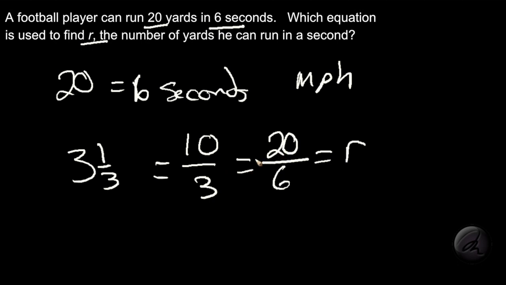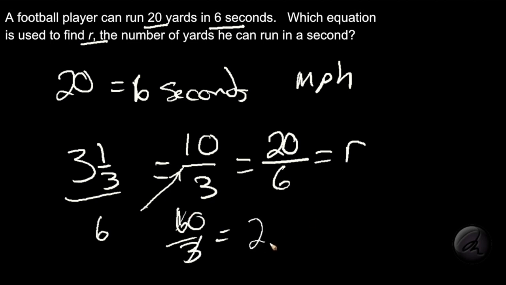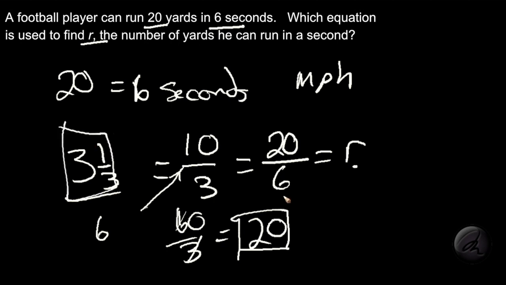So if he runs 3 1/3 yards 6 times, I can come right back here. 6 times 10 is 60 over 3, and I can divide that 3 out, and I'm left with 20. So yeah, if R equals 6, then he's run 20 yards. So yes, he can run 3 1/3 yards every second.